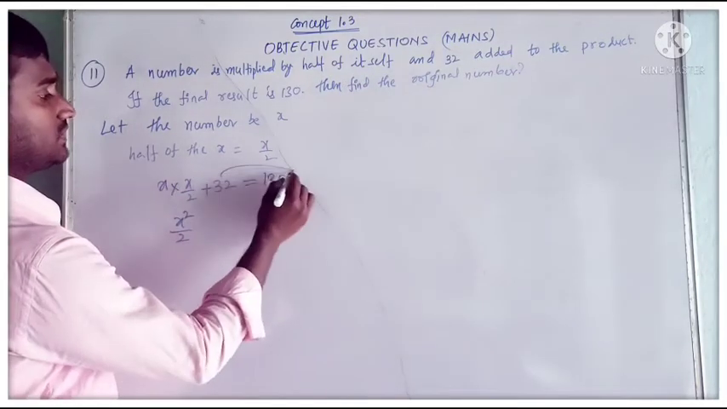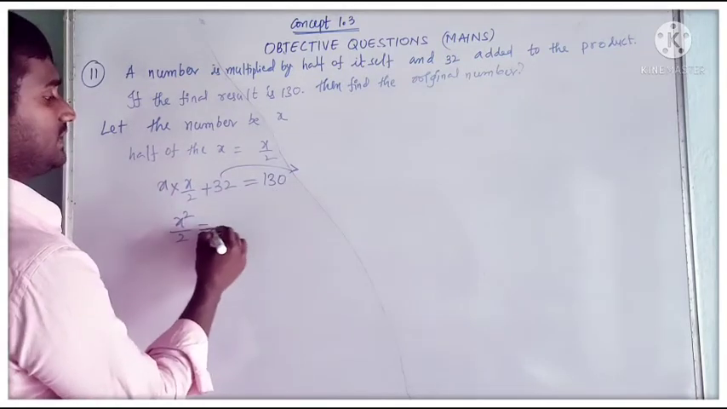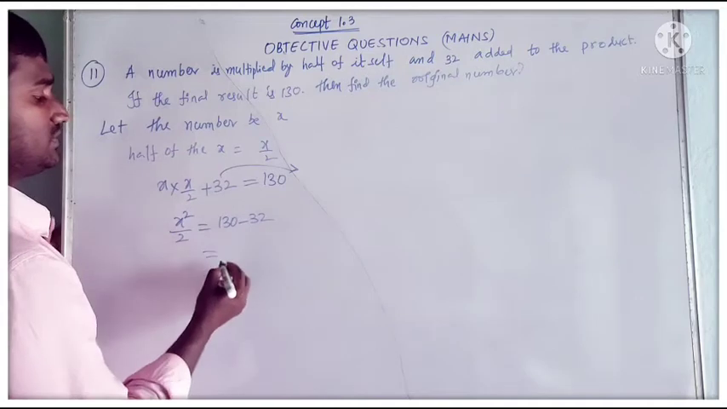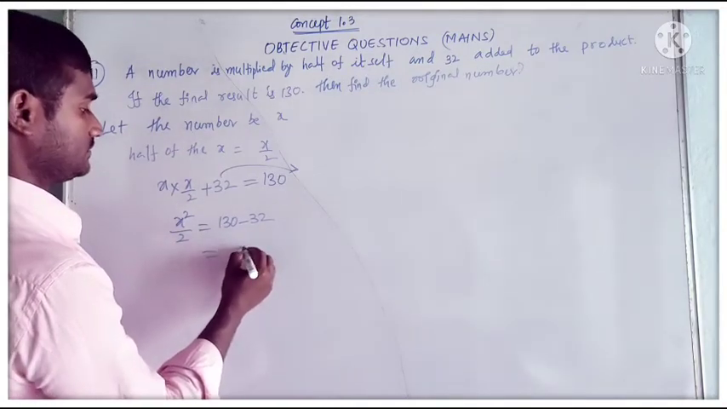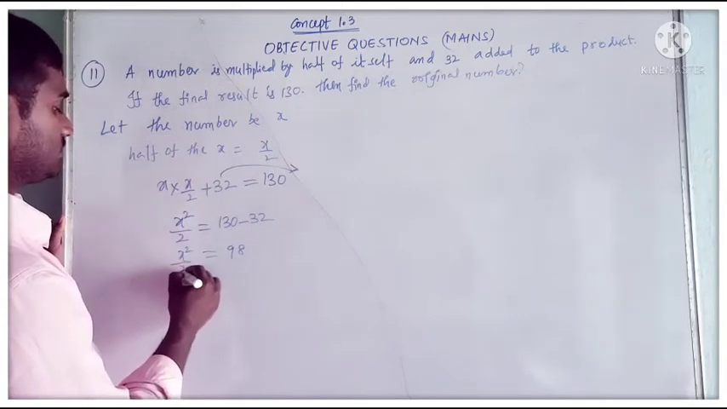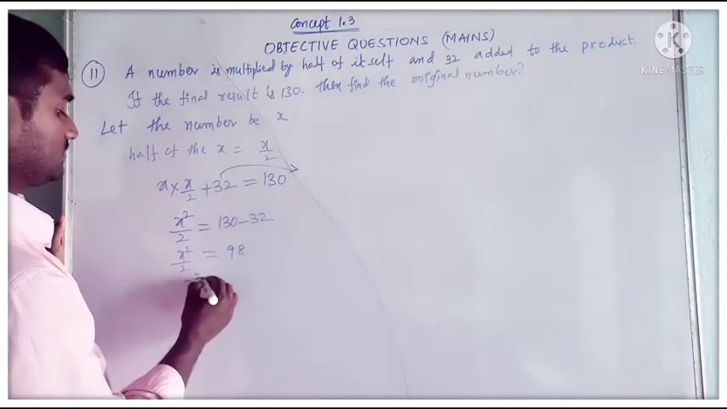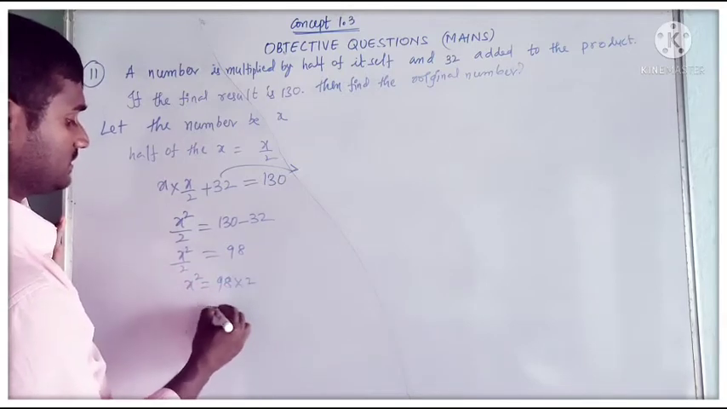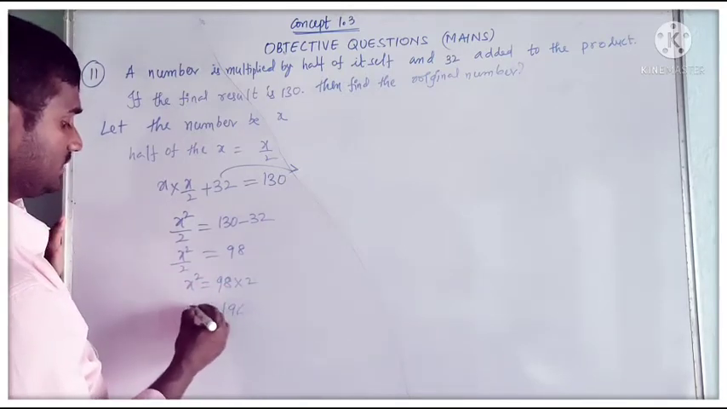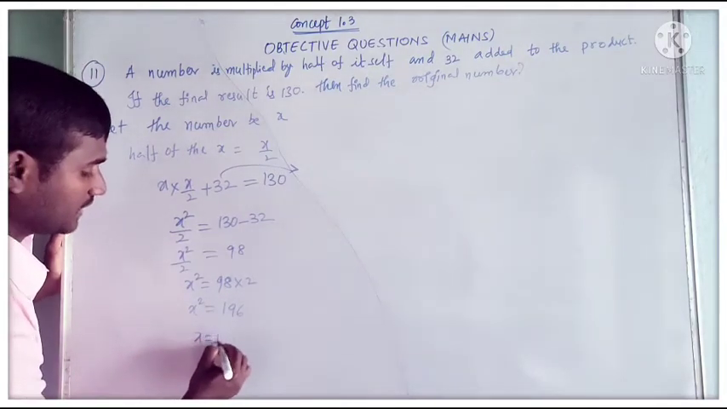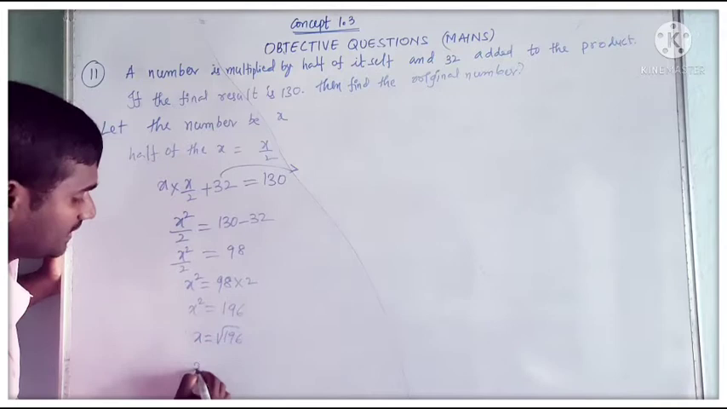This 32 you can transpose to the right side, that is equal to 130 minus 32. 130 minus 32 is 98. x squared by 2 equals 98. x squared equals 98 into 2, which is 196. So x squared equals 196. Then x is equal to the square root of 196, that is nothing but 14.